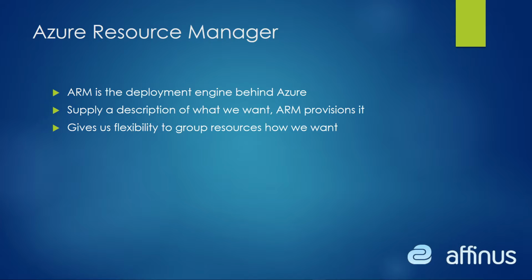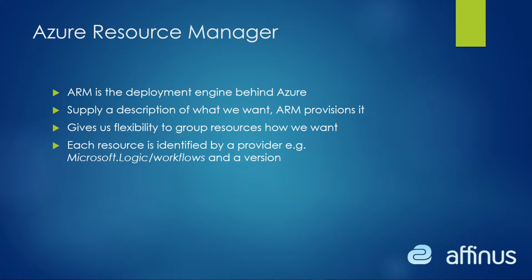ARM gives us a flexibility to group resources how we want. Because we supply a file to the ARM engine with a list of the resources we want to create, this file is known as an ARM template, we can put in that ARM template either all the resources we want or just the ones we want to create at that time. That means that we're not creating resources independently of each other, one after another. We can say, here are the resources we want to create, and keep them all in one location.